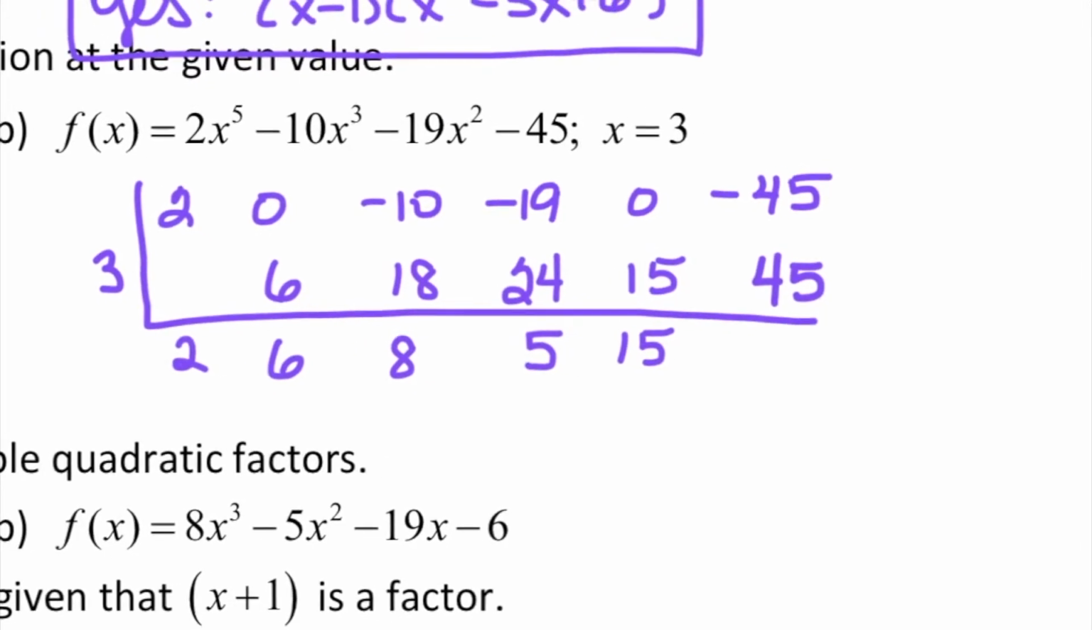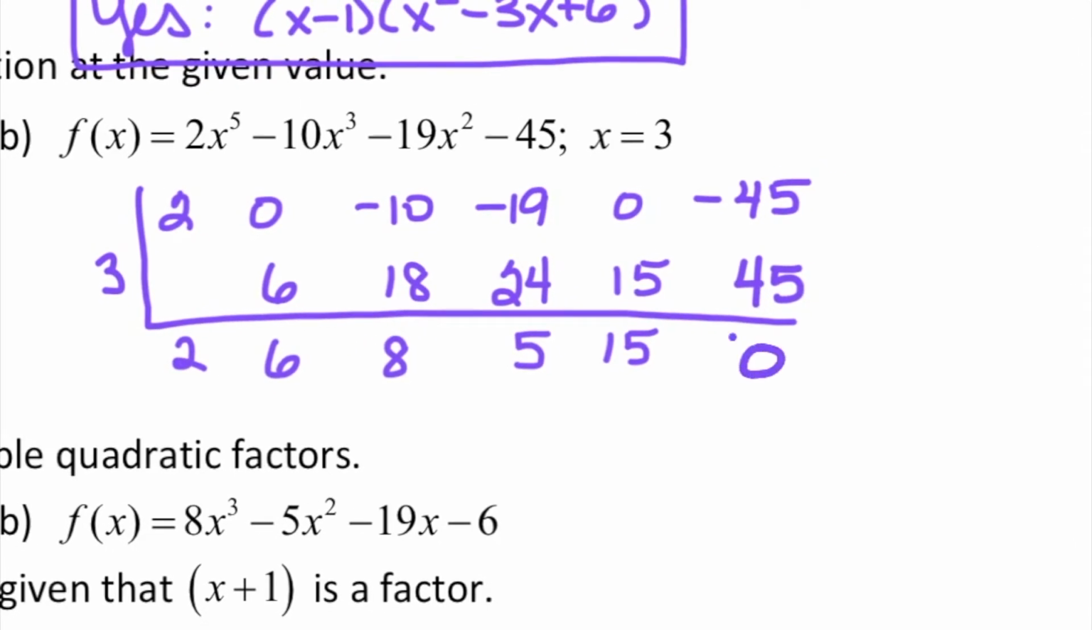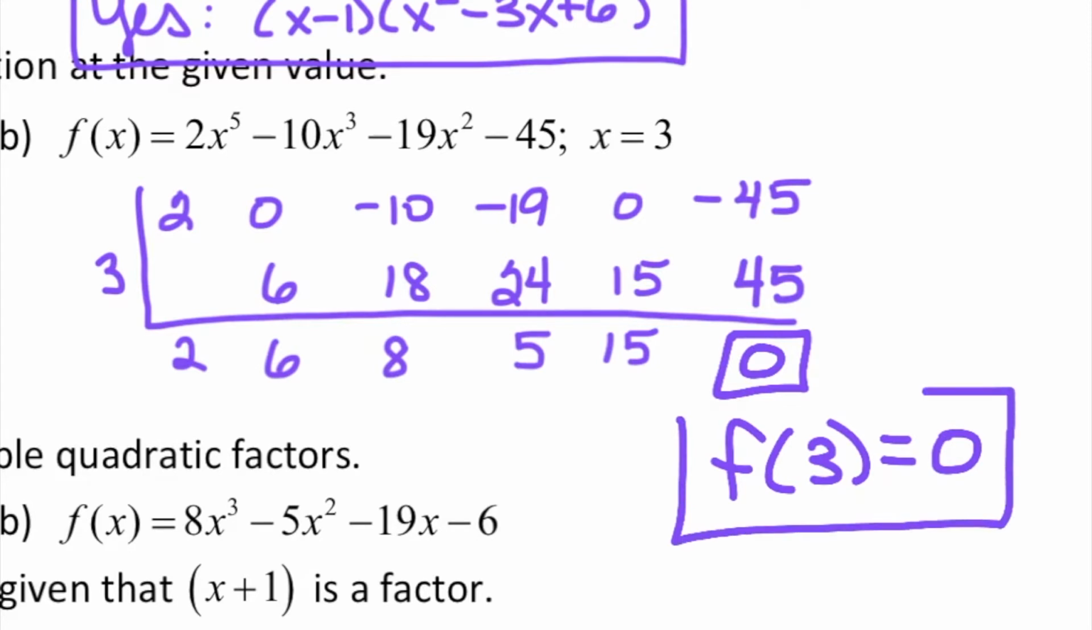And again, you want to write your answer to this, -45 and 45 is 0. And you want to write your answer to this in function notation. So here you have f of 3 is equal to 0, just like that.